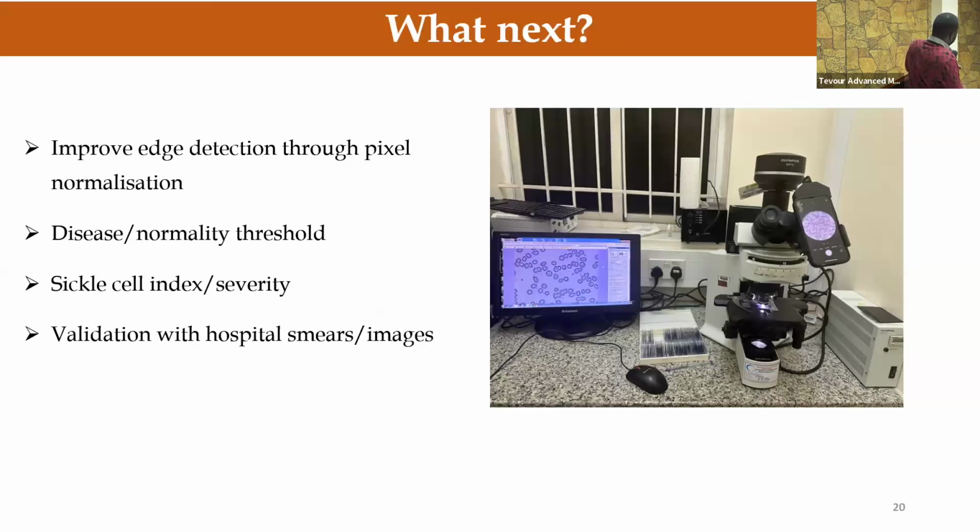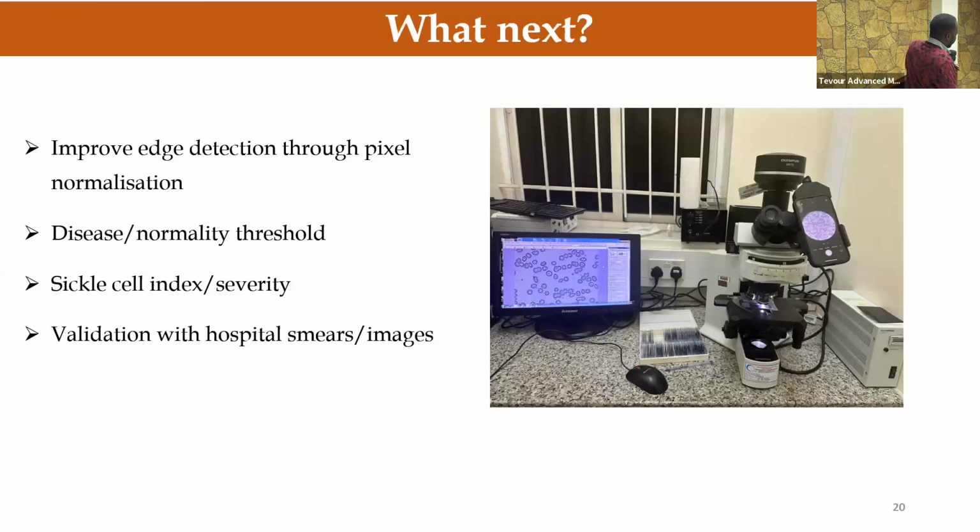And then also find a threshold that indicates disease, because right now we are doing mere counting of cells. So we have to find at what ratio we say that there is disease or not. Then we shall also have to determine severity of disease from the number of elongated or sickled cells, and then we shall validate using hospitals.